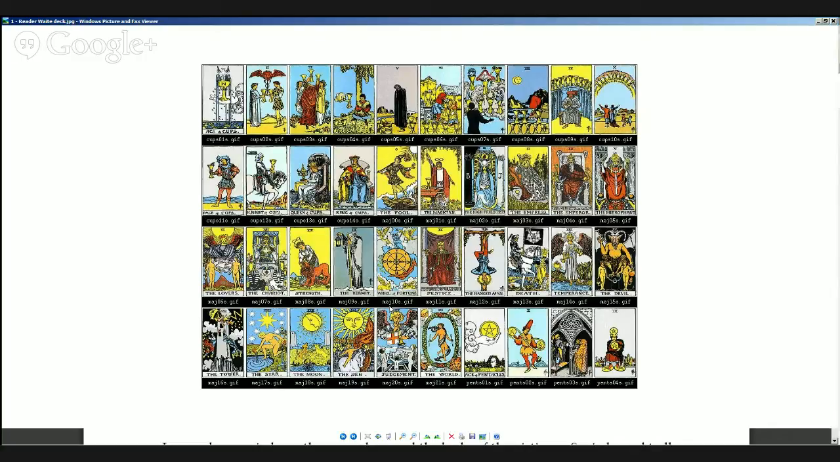One other element before we get into the major arcana is what we call the court cards. Now, for each of the elements, we have 4 corresponding court cards. Okay, so we have pages, knights, queens, and kings.